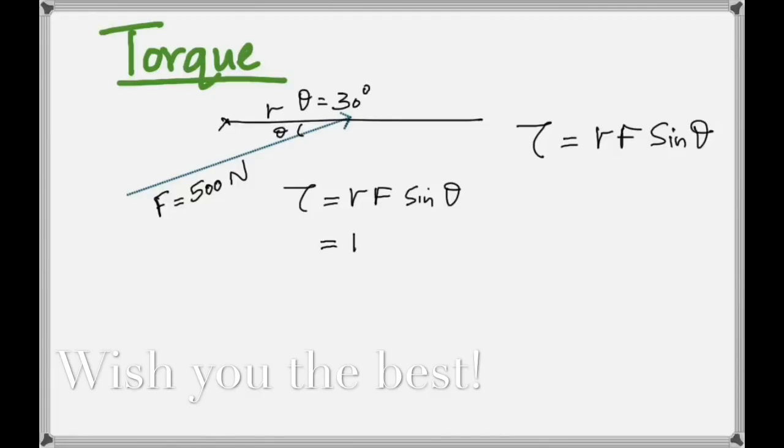Got it? 1 times 500 times sine of 30. 250 Newton meter. That's the unit of torque, because torque is force multiplied by distance. All right, the next concept, moving on.